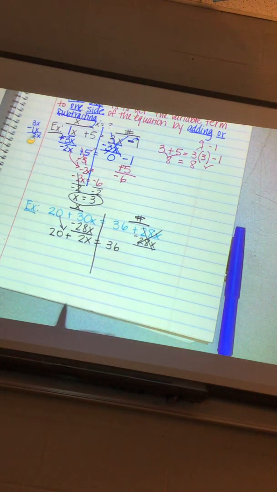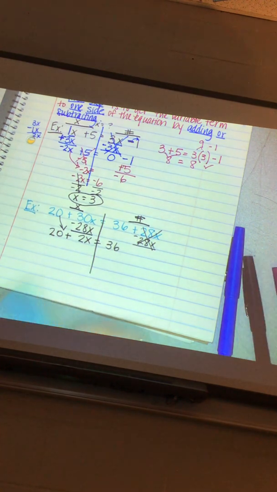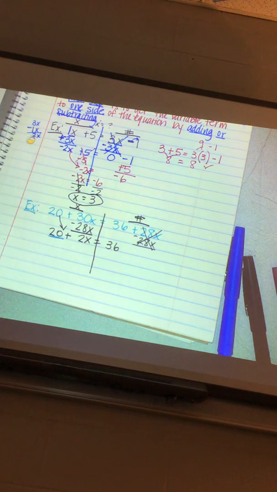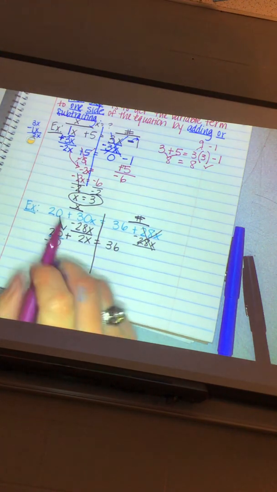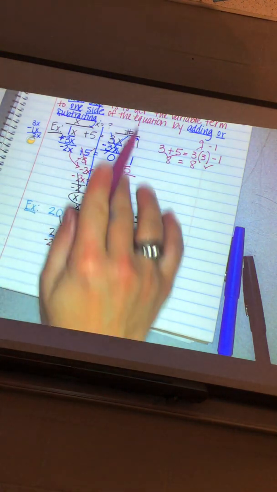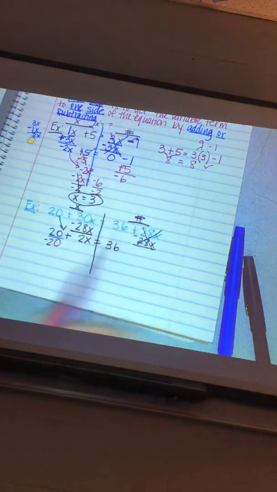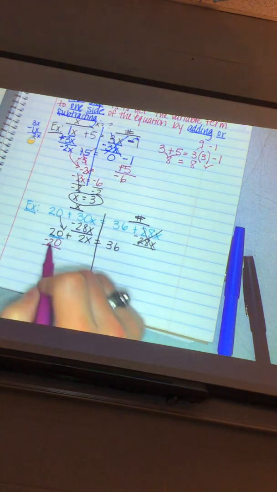So where do we need to go next? Do we have all of our numbers over here, or do you see any numbers that are left over here? Here's a number. We are going to have to move that guy, that Mr. 20. So to do that, we have to subtract him because that's what we do. We have to get the variable to one side and the numbers to one side by adding or subtracting. Well, since he is a positive 20, we're going to subtract him so that 20 minus 20 equals 0.